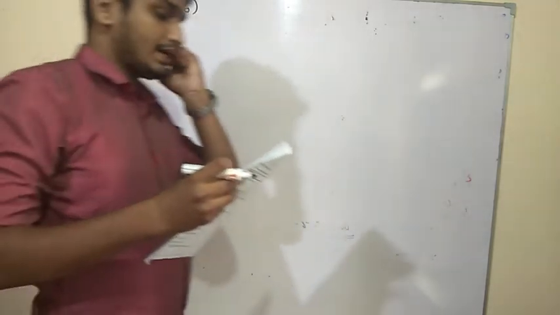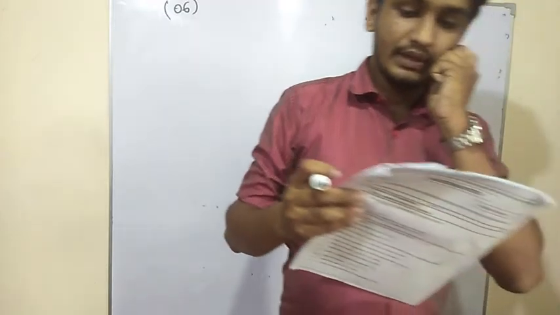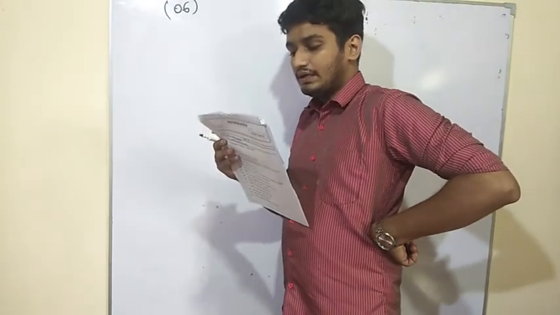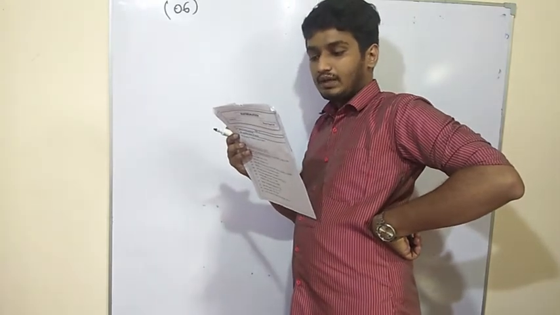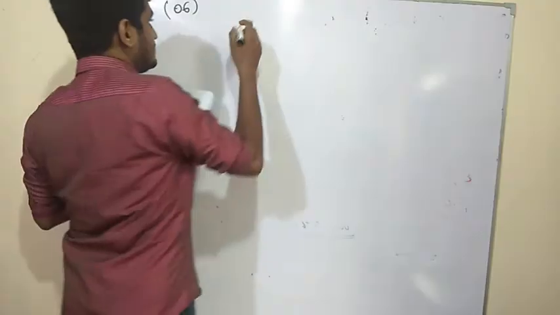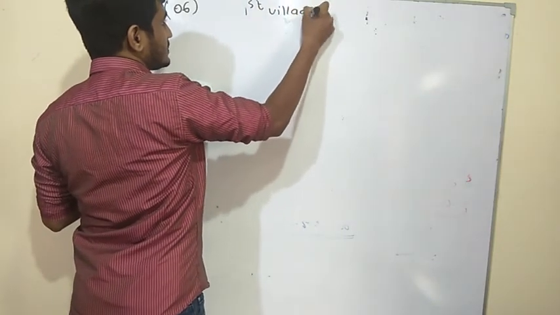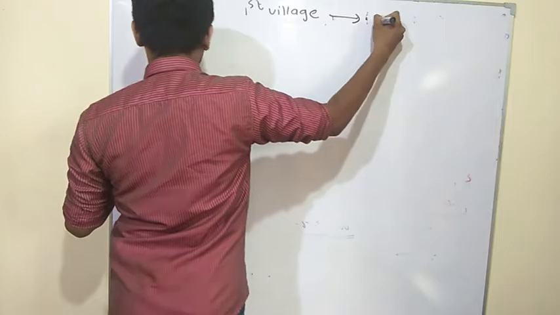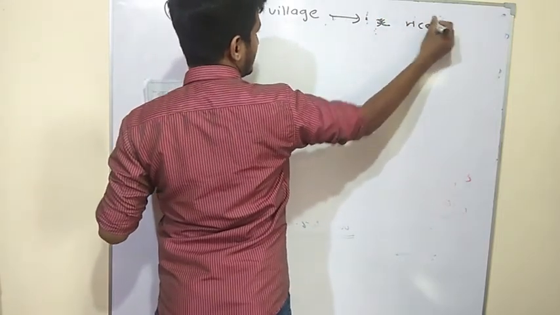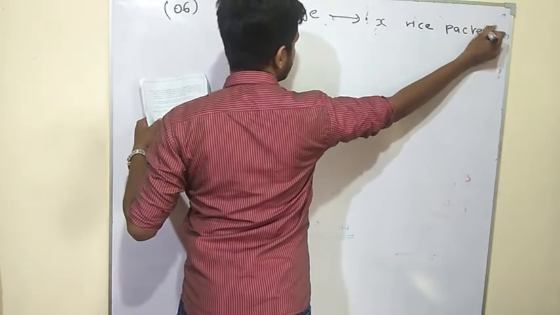X number of rice packets are prepared by a village to give to a destitute camp. Another village, now see, there are some villages discussed. The first village gave X number of rice packets. X number of rice packets was given by the first village.